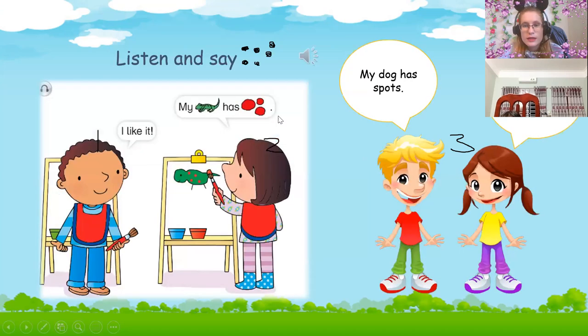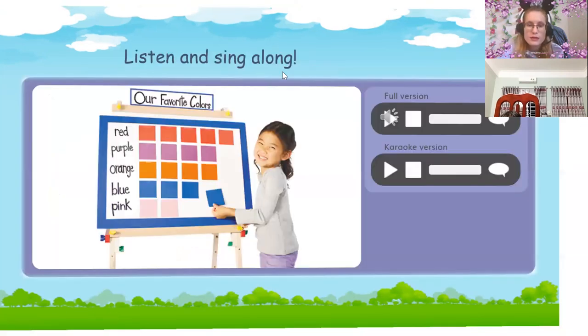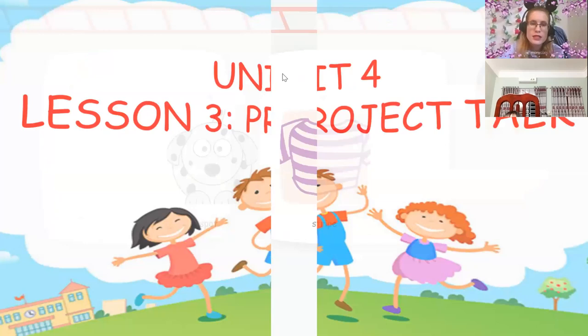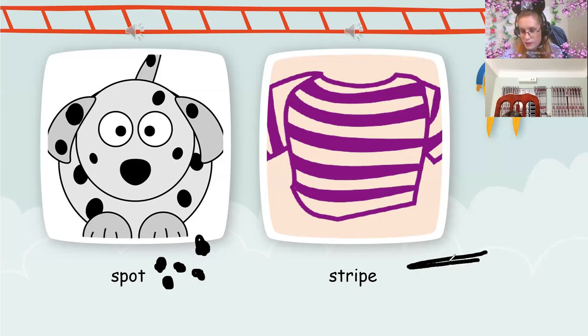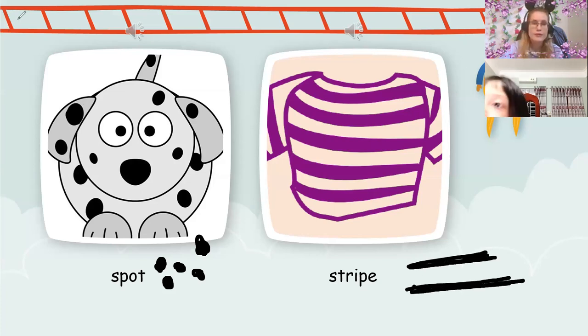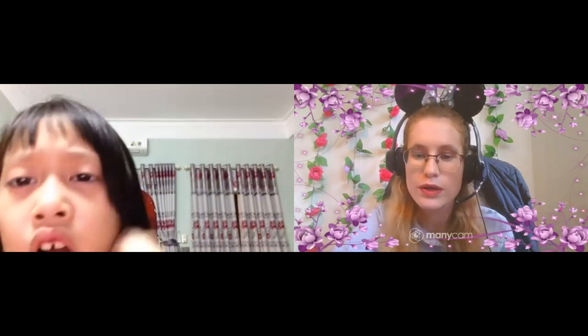Okay. Can you read with teacher? Let's see. Okay, let's go. Spots. Spots. Spots, good work. Stripe. Stripe. Good job. Very good. Good work. Much better. Okay, good work.